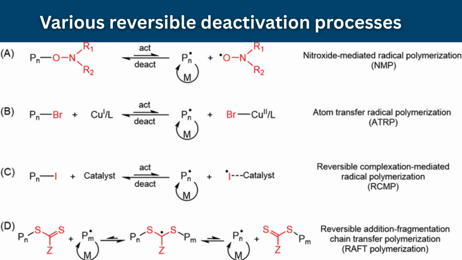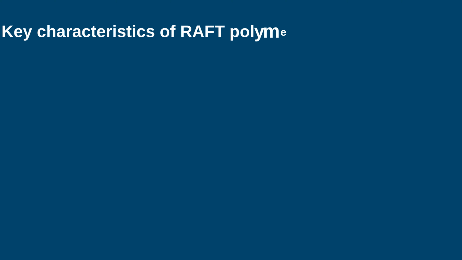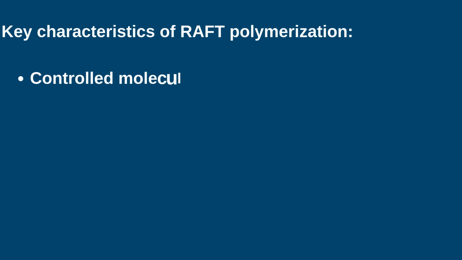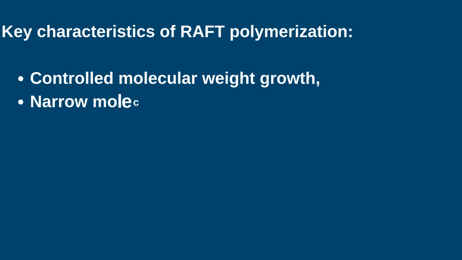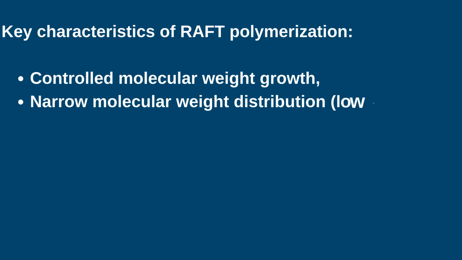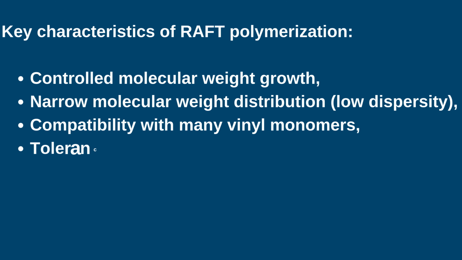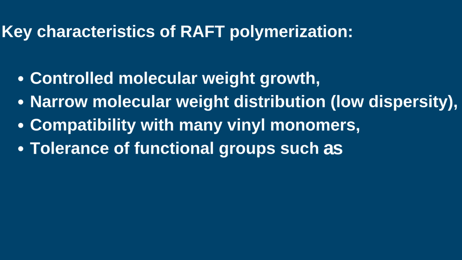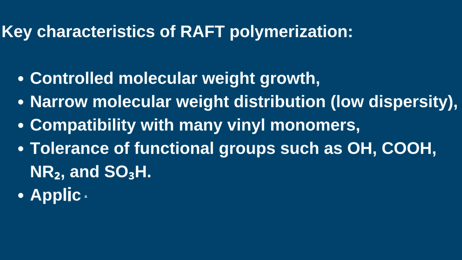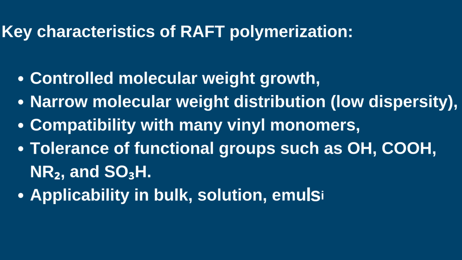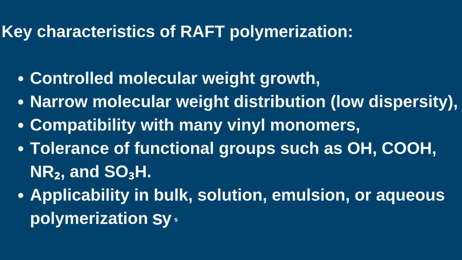The RAFT agent mediates polymerization via reversible addition fragmentation reactions that maintain an equilibrium between active radicals and dormant polymer chains. Key characteristics of RAFT polymerization include controlled molecular weight growth, narrow molecular weight distribution, low dispersity, compatibility with many vinyl monomers, tolerance of functional groups such as OH, COOH, NR2, and SO3H, and applicability in bulk, solution, emulsion, or aqueous polymerization systems. Because most polymer chains remain dormant during the reaction, termination reactions are significantly reduced, enabling features resembling living polymerization.